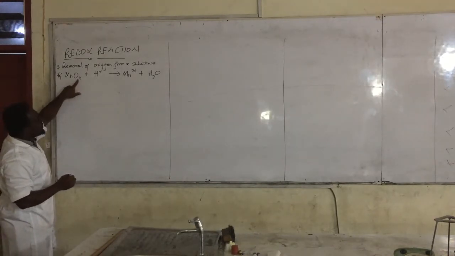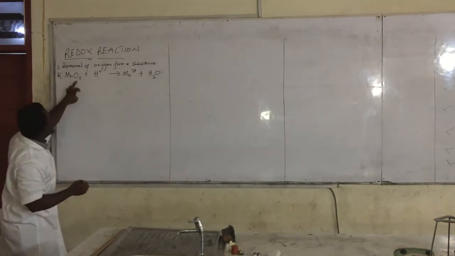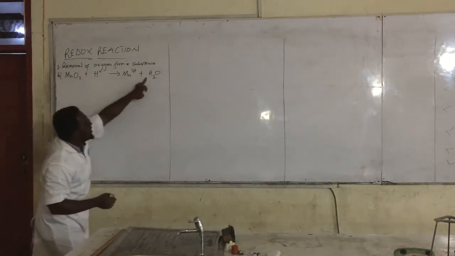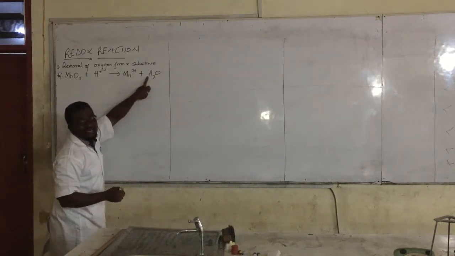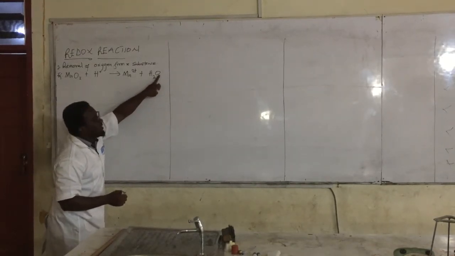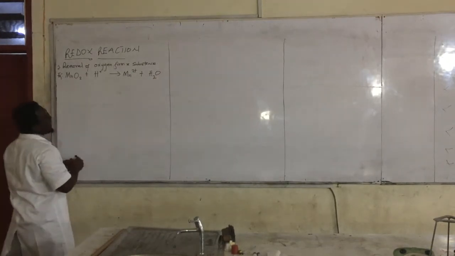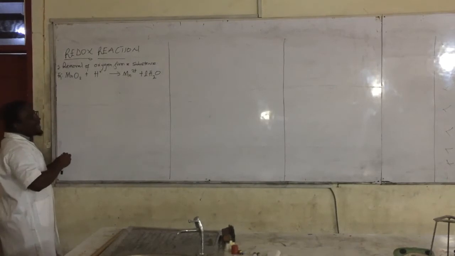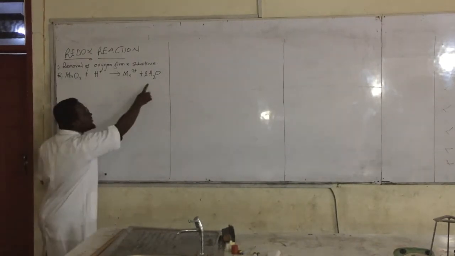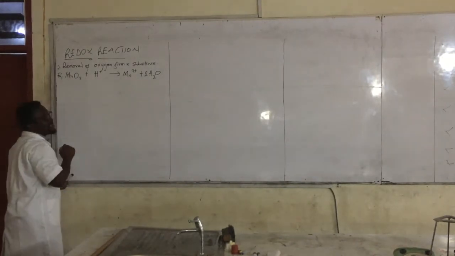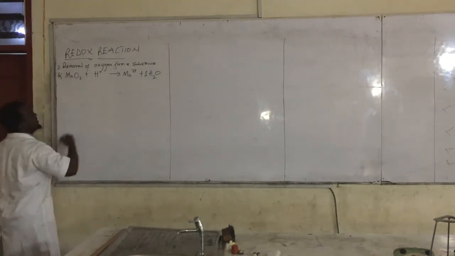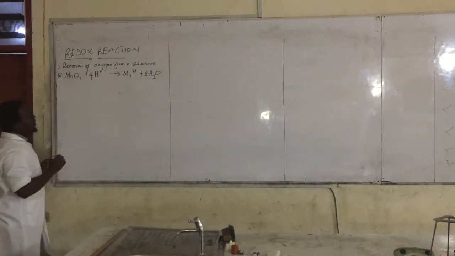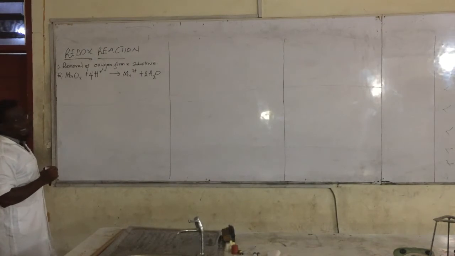Oxygen is 2 over here, manganese is complete. On the product side, oxygen is 1. Which means I have to put 2 there so that oxygen becomes balanced. In balancing oxygen, I have increased the hydrogen, so hydrogen has become 4. Therefore, I'll put 4 over here. So the equation is now balanced.